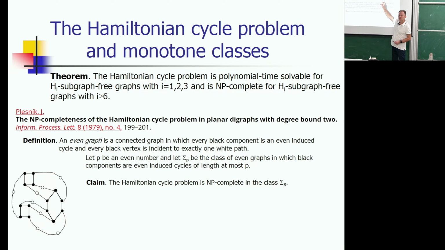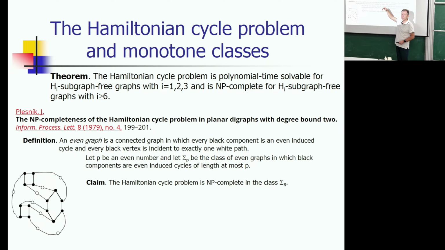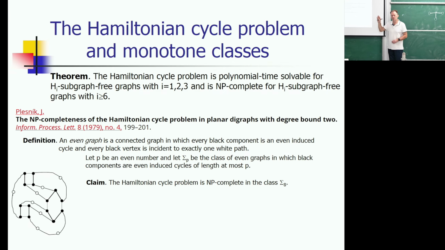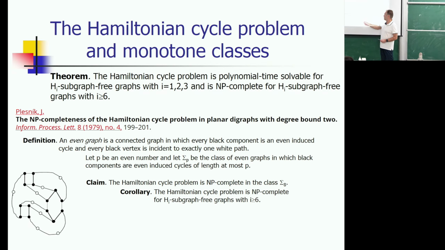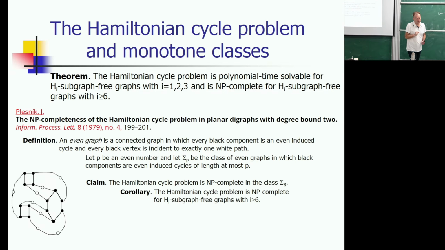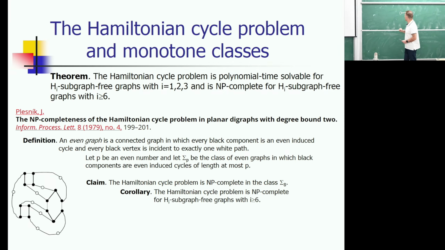from this result. Actually, if you look at this result and translate it to the language of undirected graphs, then you will see that it's an even graph. But P is not necessarily 8 at this step, it's a bit higher, but you can easily reduce it to sigma 8. So in this case, the problem is NP-complete. And this implies almost immediately that the problem is NP-complete for HI subgraphic graphs with I greater than or equal to 6. Why is this so?